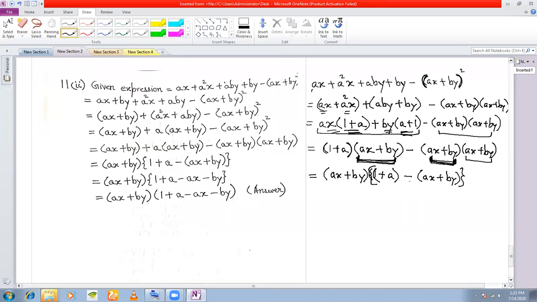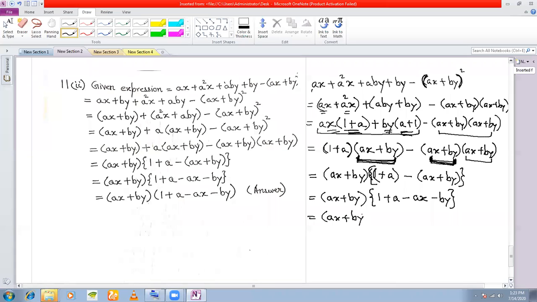Now this is done. So you have ax plus by, and within the curly brackets, you open the first bracket, 1 plus a minus ax minus by. So this has been factorized.